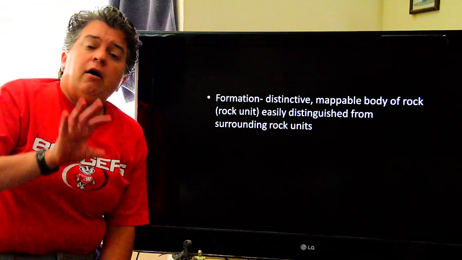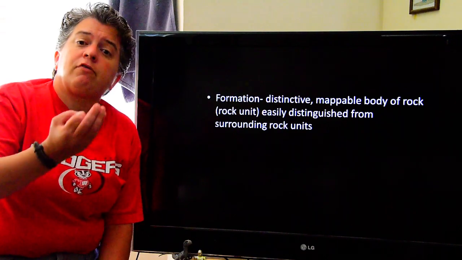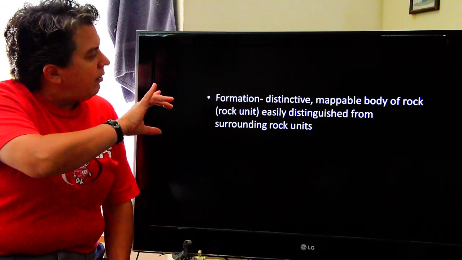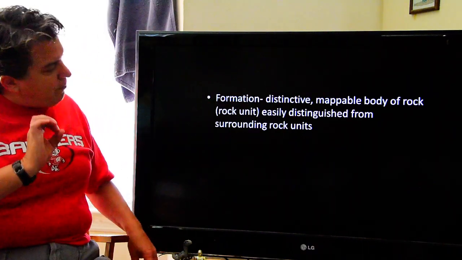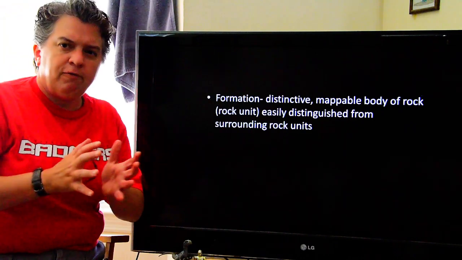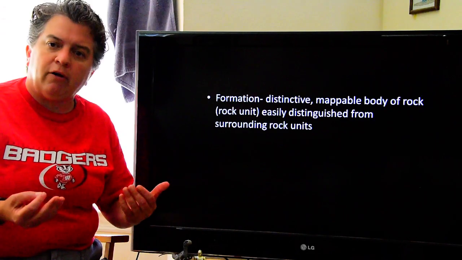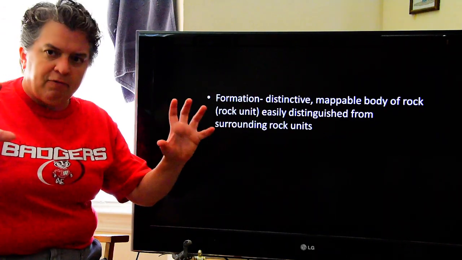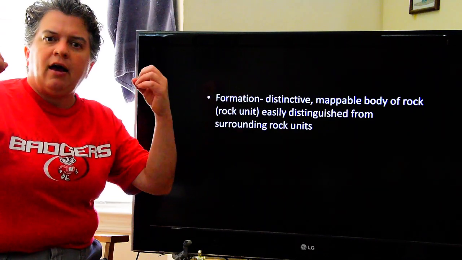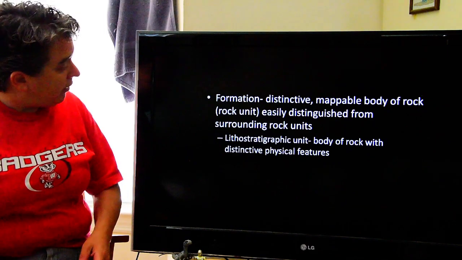All right, another important thing to remember when you are dealing with stratigraphy, studying these layers of rock, is formations. A formation is a distinctive, mappable rock unit that you can easily distinguish from surrounding rock units. So it's something that formed in a distinctive environment, you can definitely set it apart from things around it.